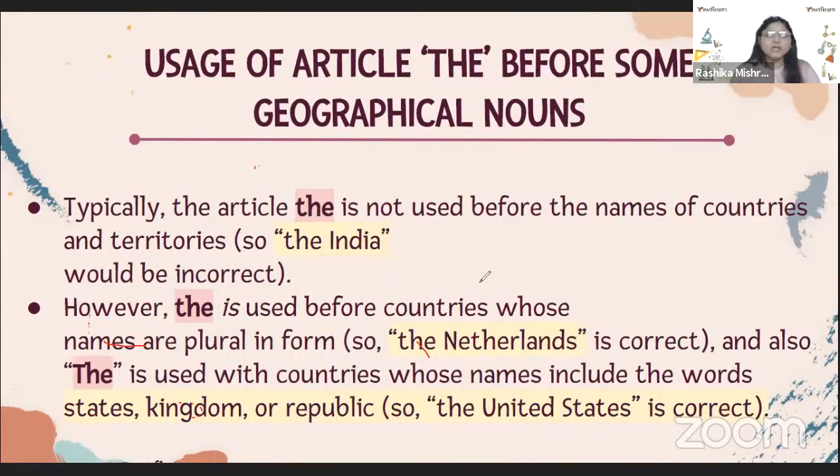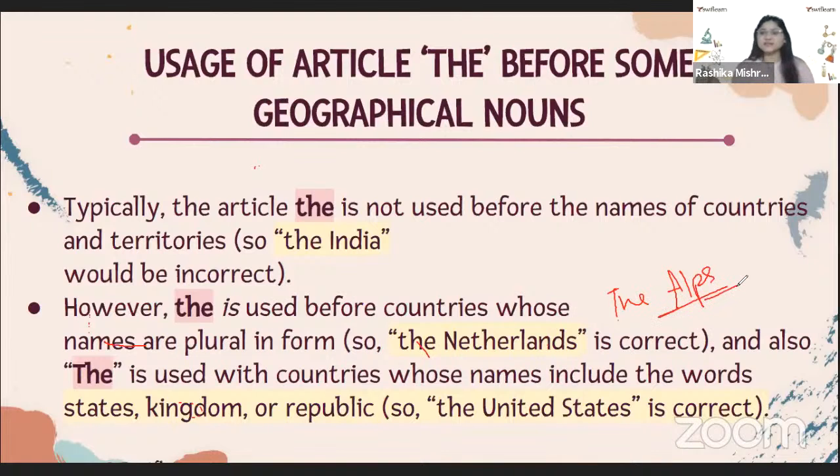Now, however, there are some exceptions. What is the exception? The is used before countries whose names are plural in form. If the name of a country shows plurality, then we will always use the before it. For example, the Netherlands. As you can see, there is an s here, which means it shows plurality, so we put the before it. Only when the name of a country represents plurality do we put the; otherwise not. The Netherlands and the Alps would be the answer.